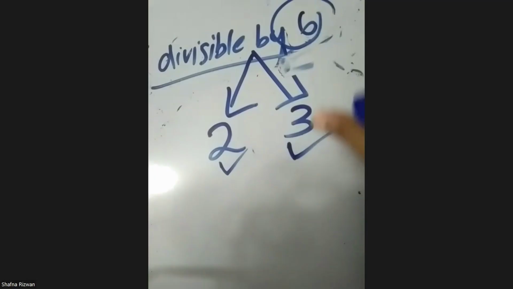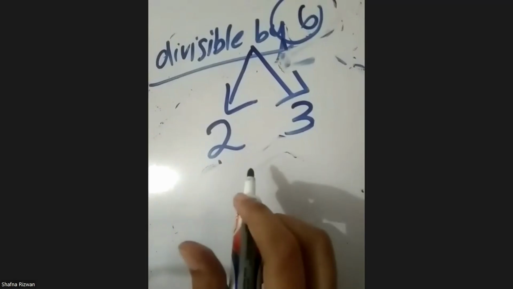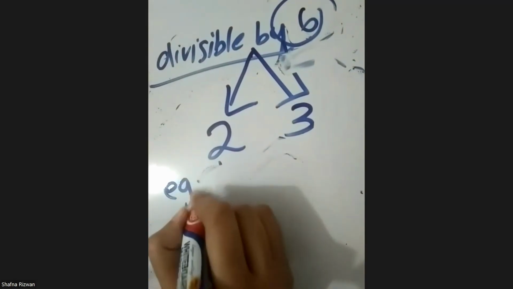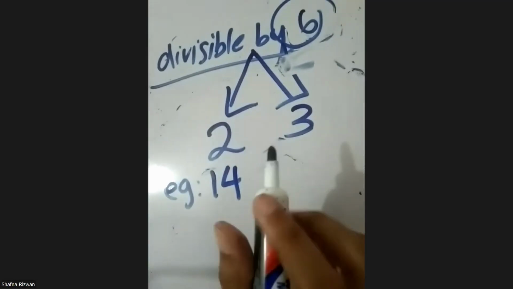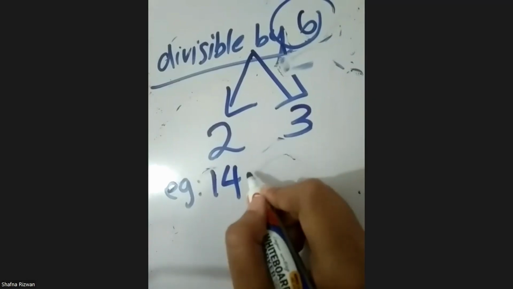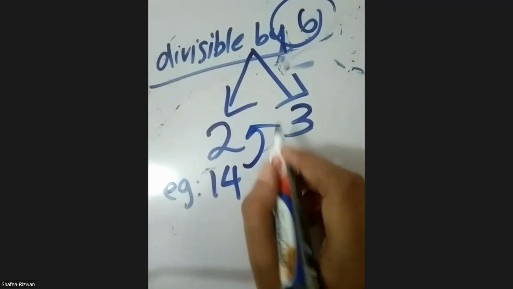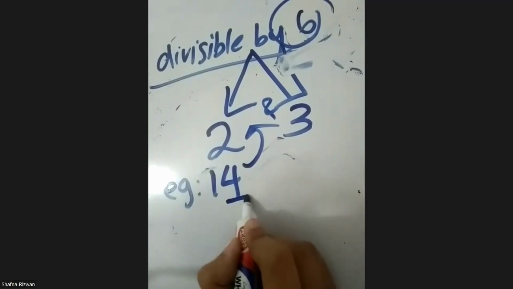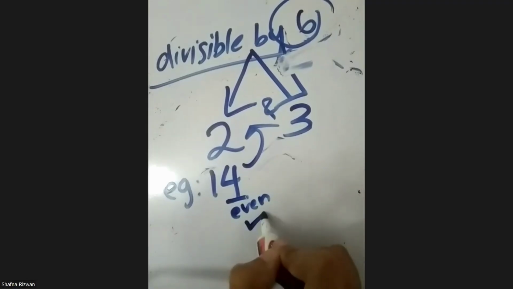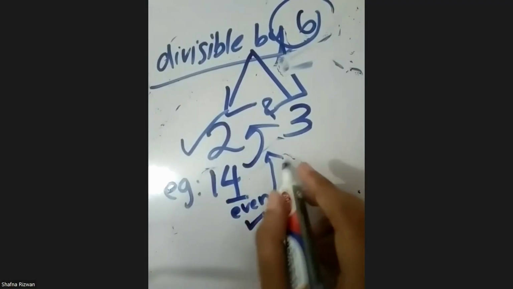Did you understand? Yes. Okay. Now let's do an example. Let's take 14. Now say me, what's the first rule? You all have to find whether this number is divisible by 2. Then what should you do? Go and see the last digit of the number. That is 4. Is it an even number or not? Yes, 4 is an even number. So is it divisible by 2? Yes. Then that's done. Now let's go to 3.